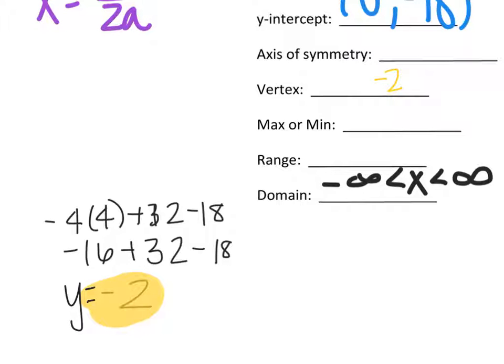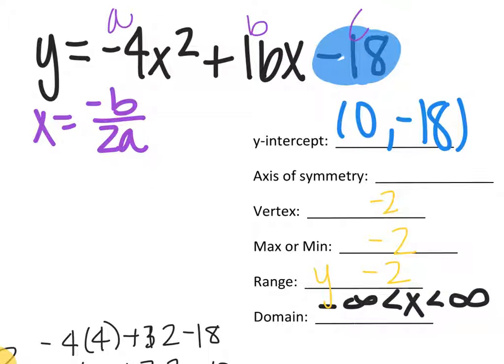I also know that my max or min is going to be negative 2, and my range has something to do with negative 2. So going back to my standard form, my negative 4x squared plus 16x minus 18. This negative 4 tells me that my quadratic, my graph, my parabola is going to open down, which means the vertex is going to be at the top of the graph. So because my vertex is at the top, that means it is the maximum, and my range is going to be y's that are less than or equal to negative 2.